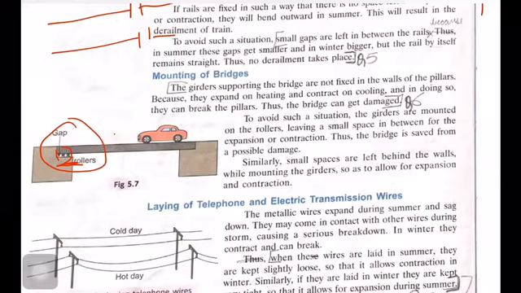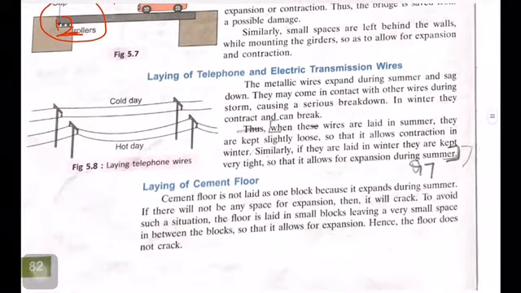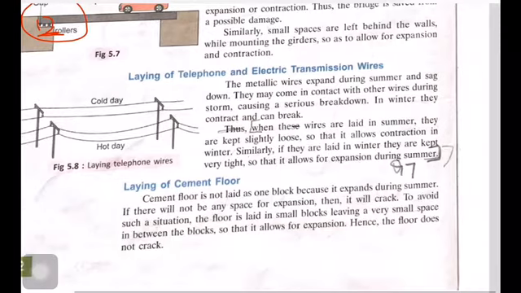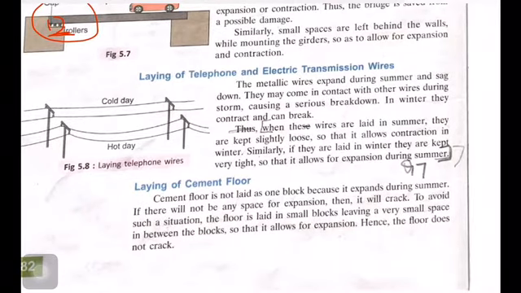Fine. So next thing in this is laying of telephone and electric transmission wires. These wires also, on cold days, when there are winters, they will contract. During summers, they will expand. So we'll have to keep this in our mind when we are laying the telephone or electric wires. You'll have to keep in mind the expansion and contraction of wires during the different seasons.